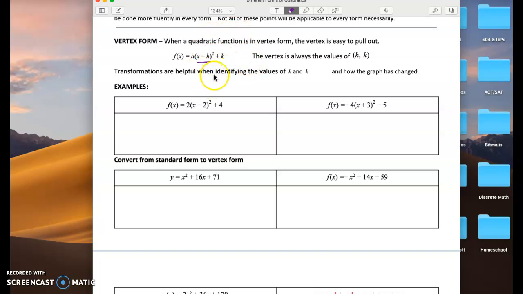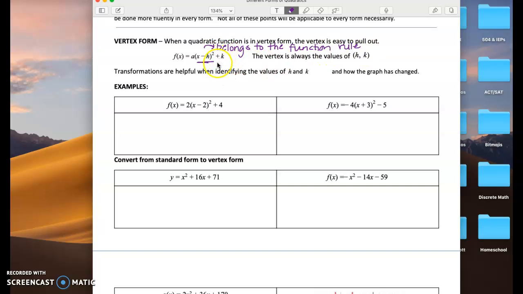Now we do have to be careful because the minus sign belongs to the function rule. So if I had a positive in there, it's actually minus and negative. So we do need to be a little careful when we're identifying the vertex. It's always going to be the opposite sign of what we see inside the parentheses for the h value.